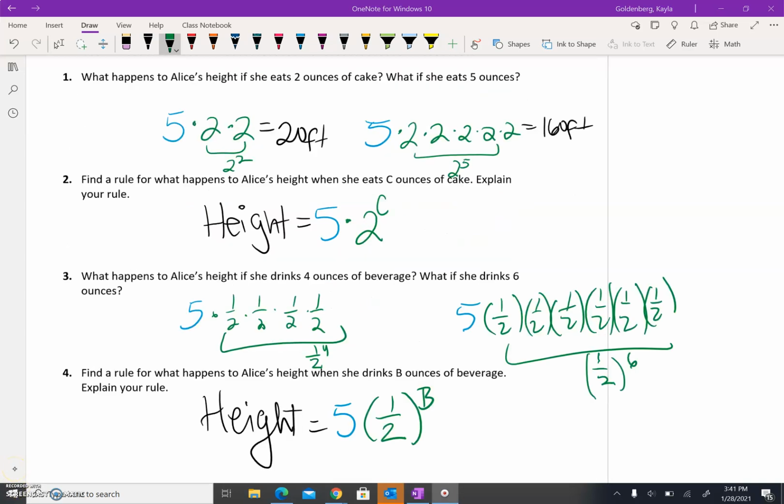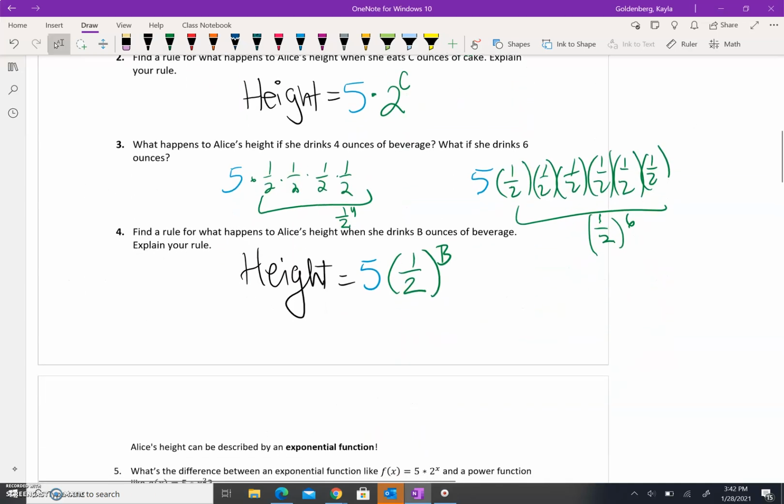Okay, and then here is the thoughts for the drinking of the beverage. Remember, that will cut her height in half, so I'm doing it like times 1/2 rather than divide by 2. If she does 4 ounces, it's like multiplying by 1/2 4 times. You can also rewrite that as 1/2 to the 4th power. Same idea for the 6th power over there as well. So your general rule is original height of 5 times 1/2 raised to a power b, and the power is just how many times she is taking a drink, right? So you can really see that exponential functions deal with this kind of trend and structure where you've got something raised to a power. And you might have a starting value, like we started with 5 and we were adjusting it.